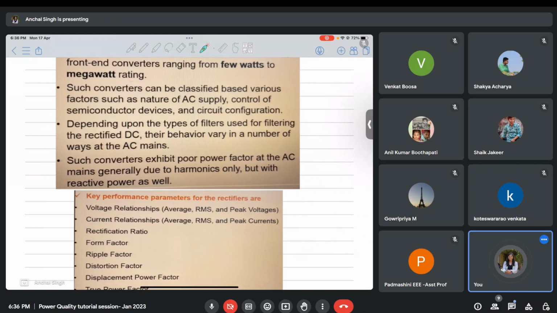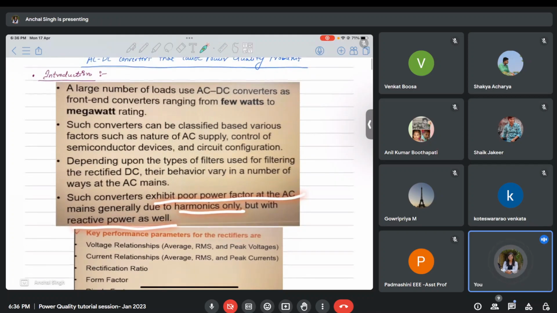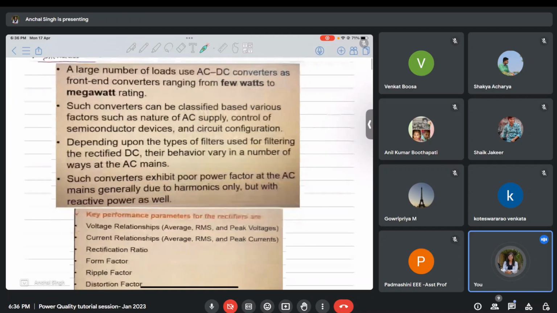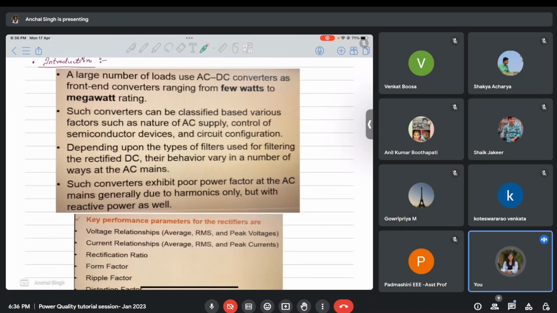With each variation in the type of output filter we are using, the nature of the power quality problem and the current consumption varies from converter to converter. These converters exhibit poor power factor at the AC mains, generally due to harmonics, but with reactive power as well. So conventional AC to DC converters, that means conventional rectifiers present in our electrical system, inject harmonics and have reactive power issues. Because of these problems, these AC to DC rectifiers give rise to power quality problems.